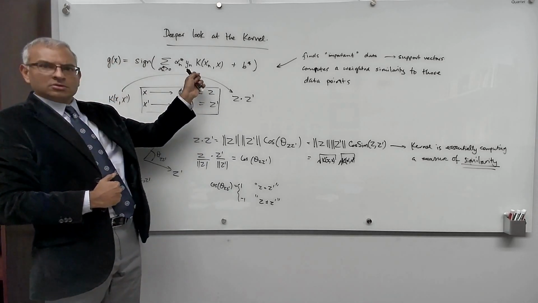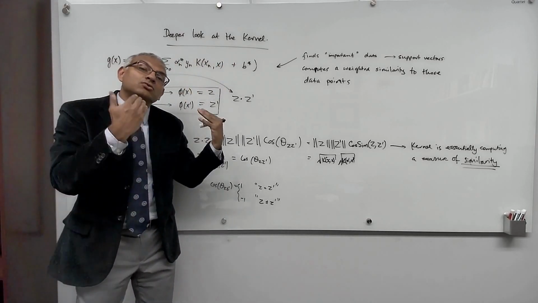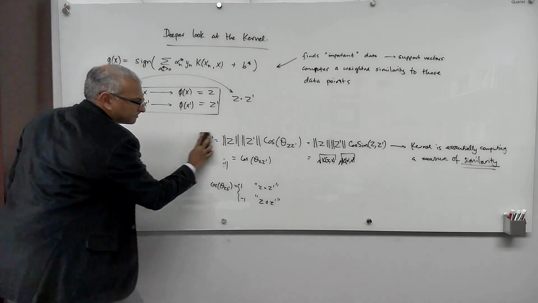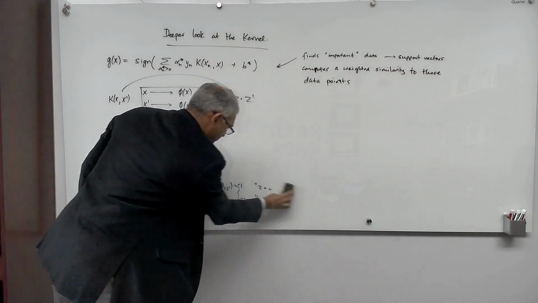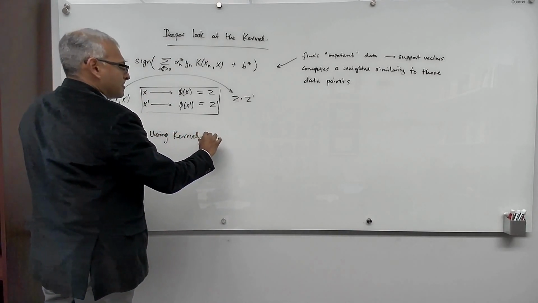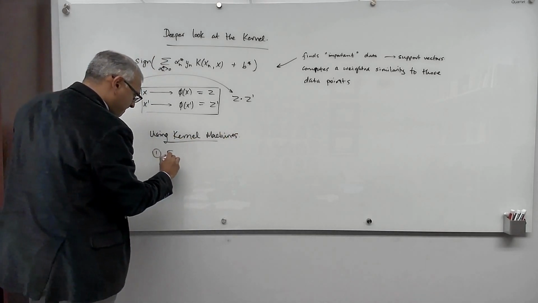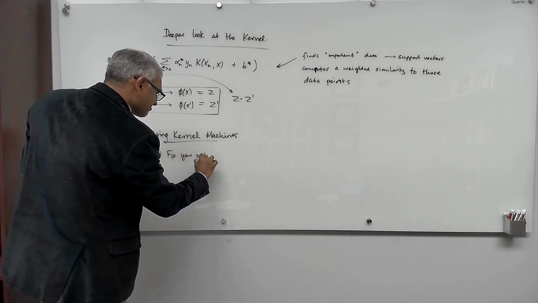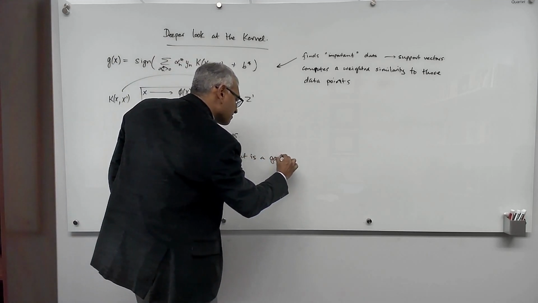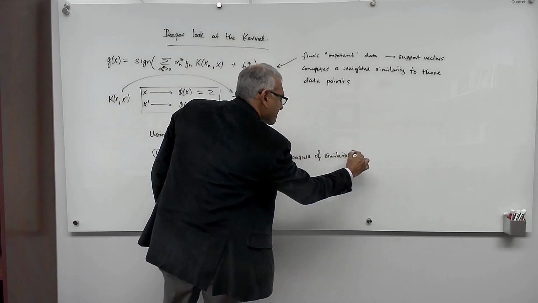Okay. And in order to now run this machinery in any application, all you have to do is define the kernel, i.e. figure out what's a good measure of similarity for your problem. So, using kernel machines. One, for your problem, what is a good measure of similarity? Okay, so figure that out.